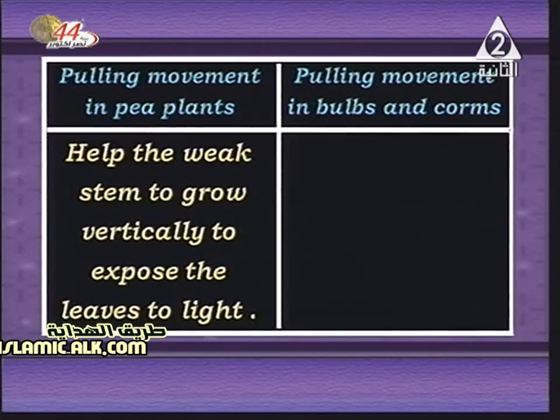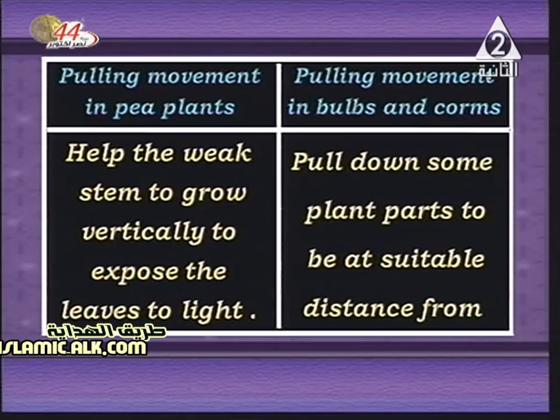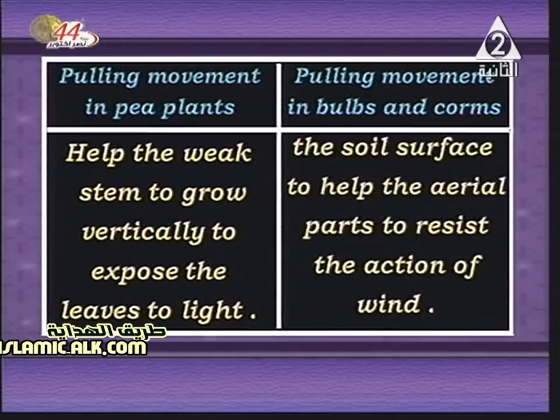In the case of tendril, it helps the weak stem to grow in a vertical position. Why do we need the plant to grow in a vertical position? To get the light, the suitable amount of light, and so on. While in the case of bulbs or corms, like potatoes, they pull down some plant parts to a suitable distance from the soil surface, to help the aerial parts, meaning the parts exposed to the air, to resist the action of the wind, to be stronger and more erect.